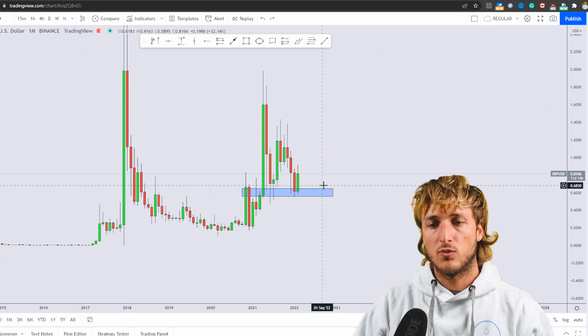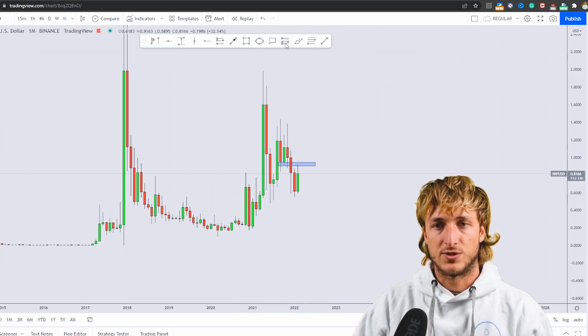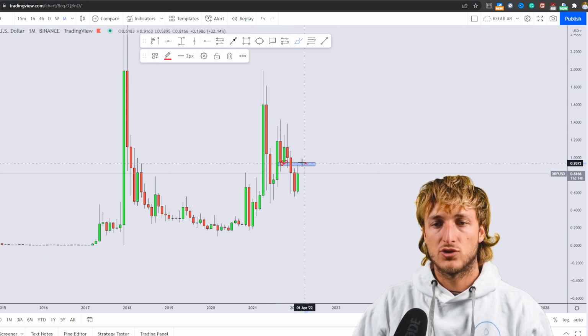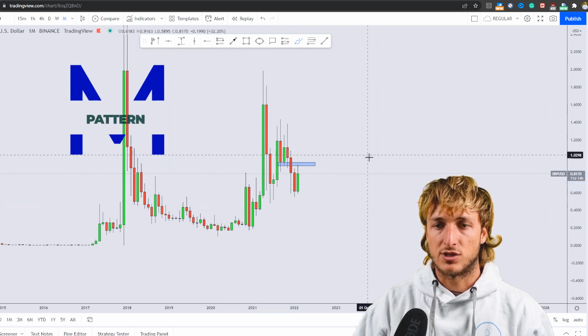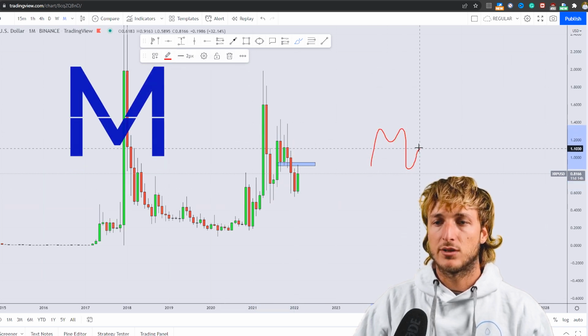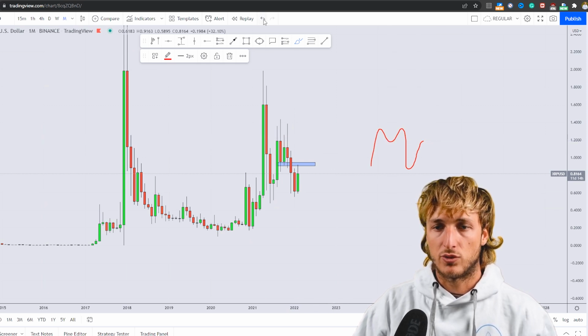Now, at the same time, we must acknowledge the fact that the market is currently testing resistance. In fact, here we have previous support and resistance, which is also the neckline of this M pattern, because in general, after the creation of an M pattern, you want to see a move to the upside for the market to complete the pattern at the previous support turn resistance.